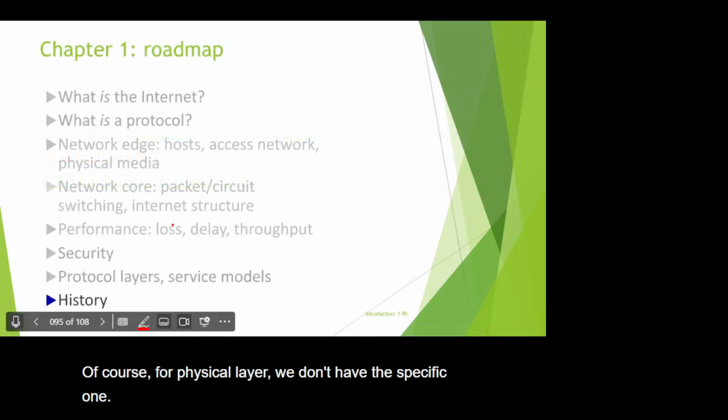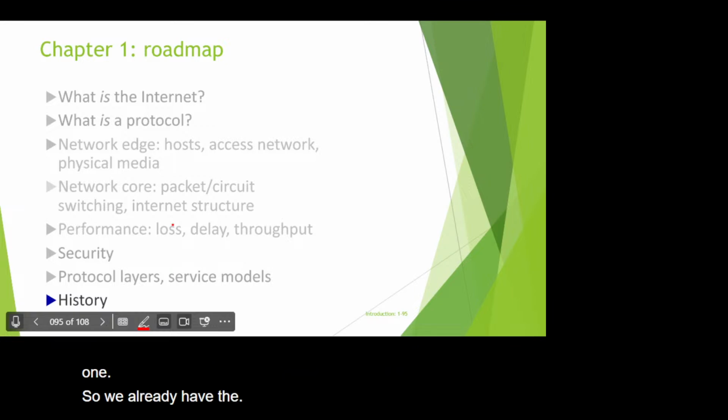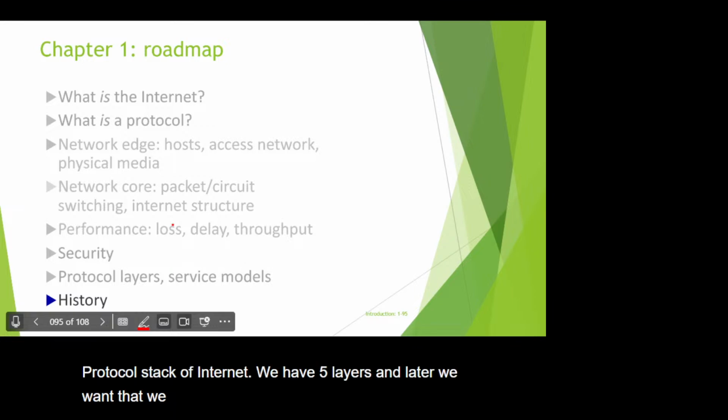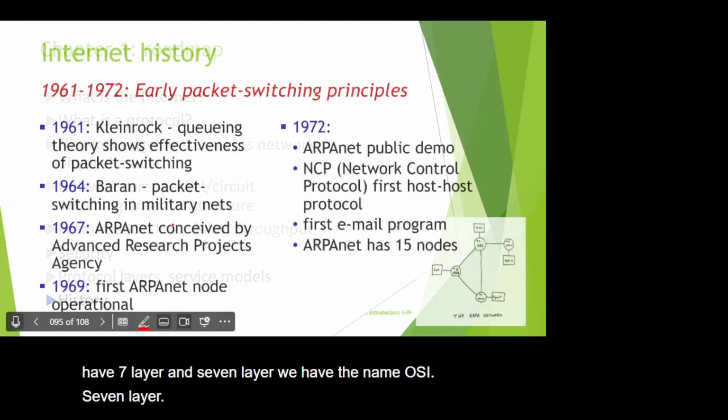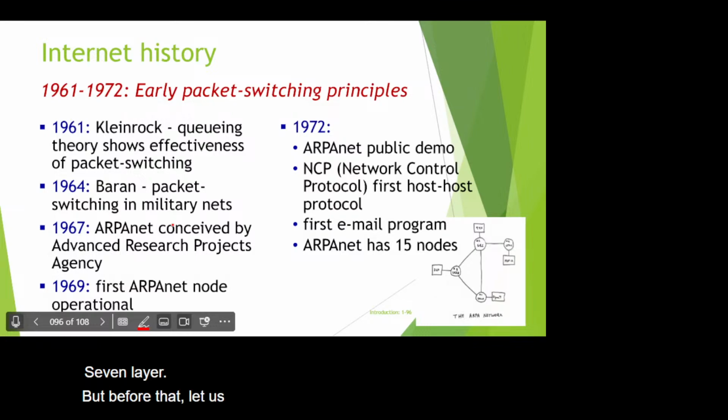Well, so we already have the protocol stack of the internet. We have 5 layers. And later we will have a different architecture with 7 layers, and for the 7 layers we have the name, OSI 7 layer. But before that, let us have the history quickly, and specifically, we talk about internet history.